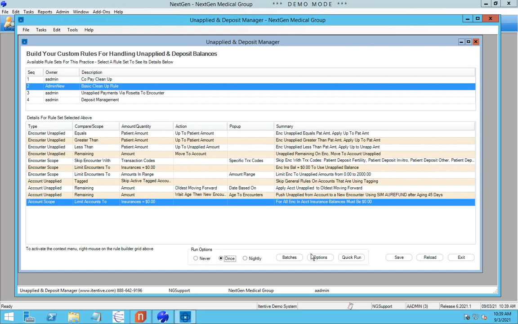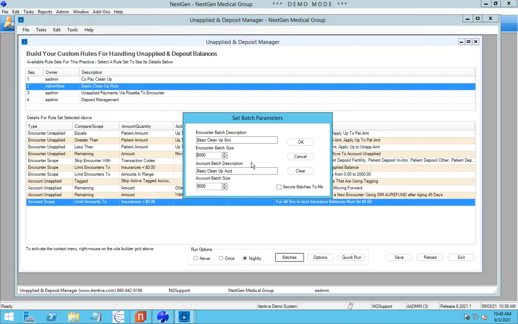If we're just testing the rule, maybe it's the first night it's in production, we can go ahead and click once and then it'll run that night and then it'll set itself back to never. Or if we want it to run indefinitely, we can go ahead and click nightly. For the batch that'll be created by each set of rules, we can specify the descriptions for those batches, and that's important so you know what kind of processing to expect.